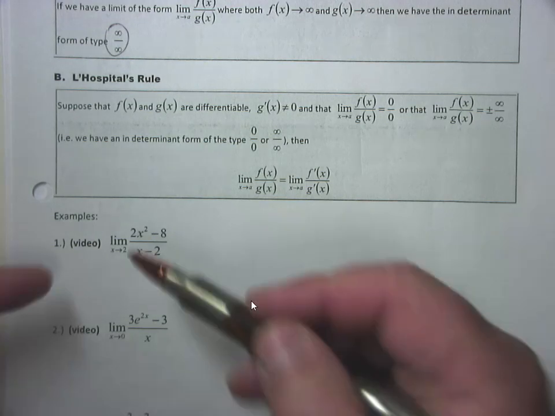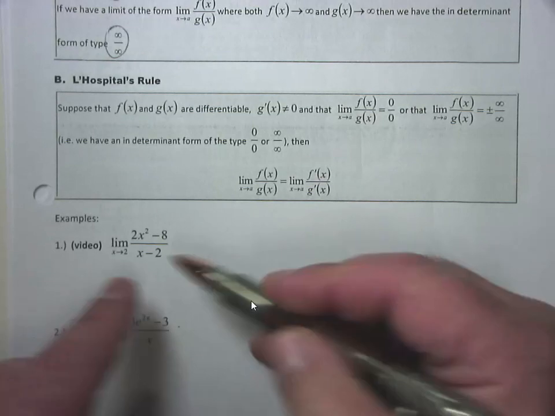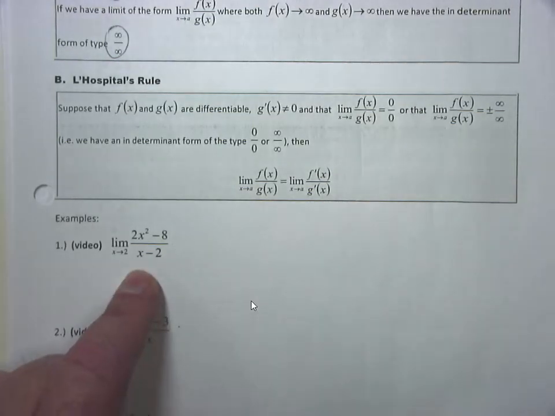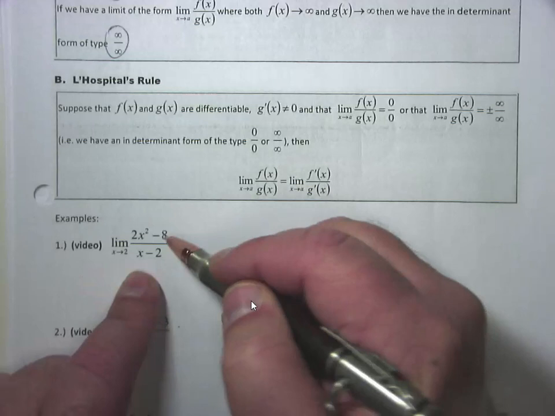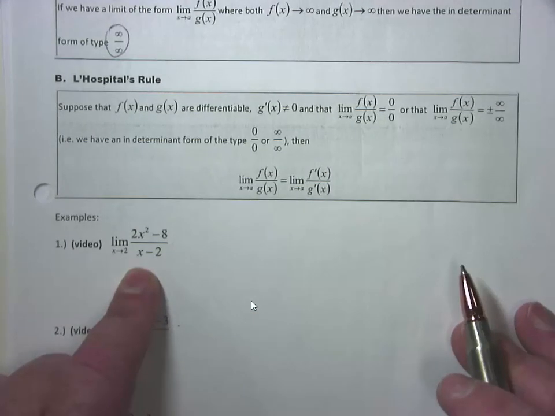I did these problems on the quizzes. Now I'm going to do one of them, but I'm not going to do the rest of them because I'm trying to show you something. You see this problem right here? Take the limit as x approaches 2 of (2x squared minus 8) over (x minus 2).